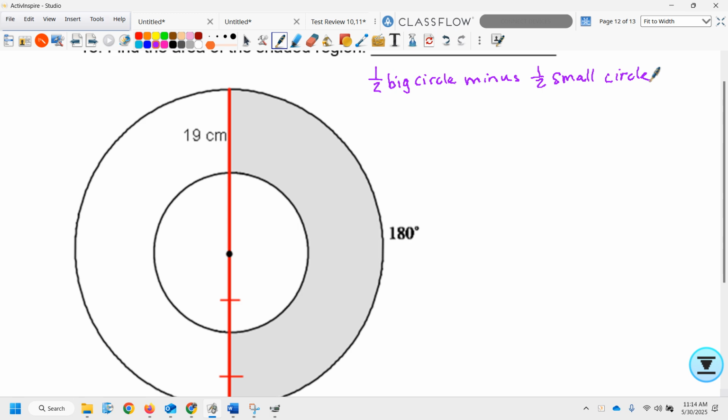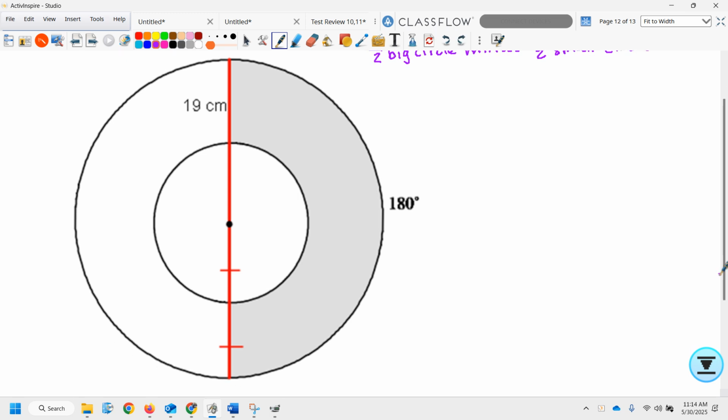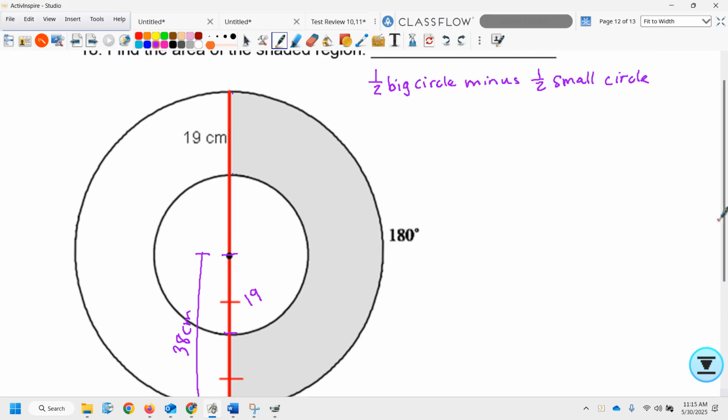All right, so here's another goofy kind of thing. This picture is a little silly because see this hash mark here and this hash mark here? So it said from this to that was 19. So that means this to this is 19. And that means that the radius of the big circle would have to be twice that. So the radius of the big circle is 38 centimeters. So let's plug in what we got into our little formula. Half pi r squared, pi 38 squared minus half pi r squared, but now the radius of the small circle is 19.